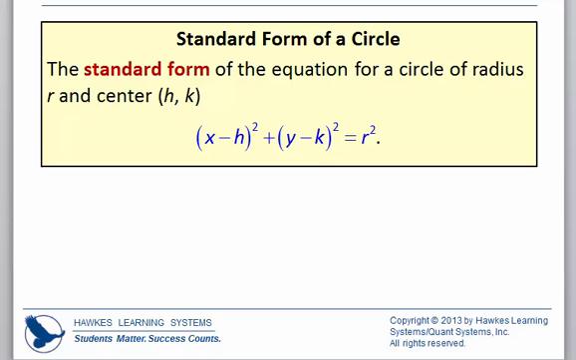The standard form of the equation for a circle of radius r and center (h, k) is given by the formula (x - h)² + (y - k)² = r². As you look at this formula, remember that the center is the h and the k, and the radius is the r.